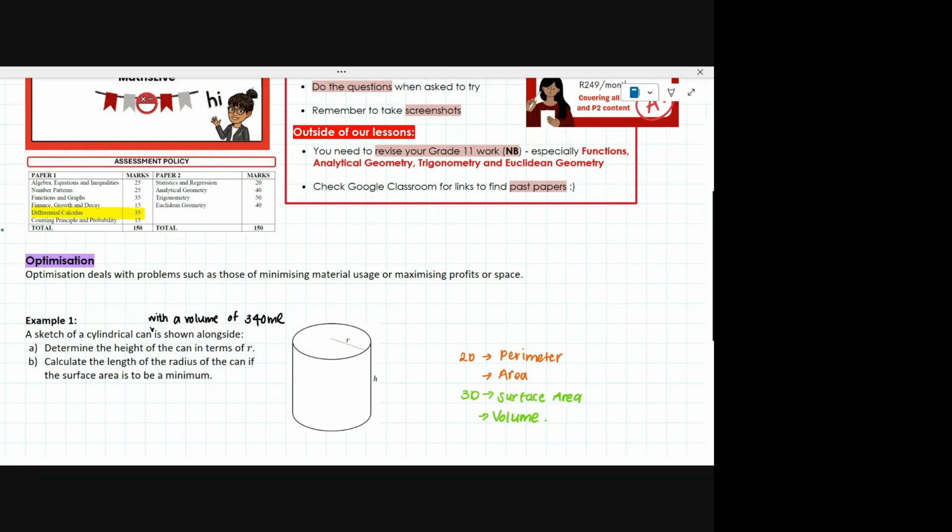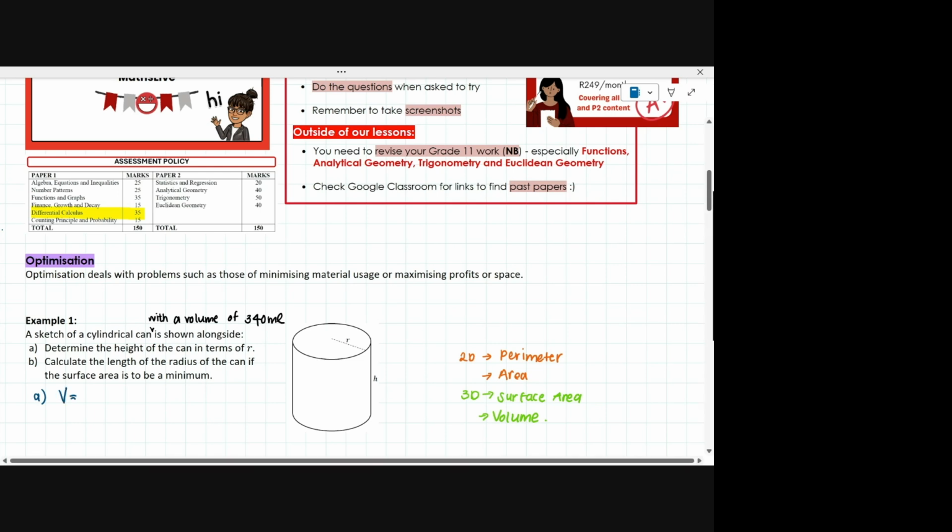Question A says determine the height of the can in terms of r. Awesome. How must I do that if I don't know the surface area? But I have the volume. So I'm going to start by using my volume formula for a cylinder, and I can hopefully manipulate that to find the height. So always start with what you know, and you move from there. So question A, we're finding the height.